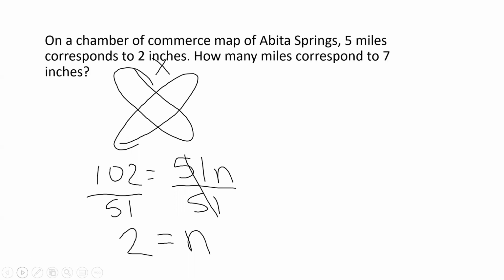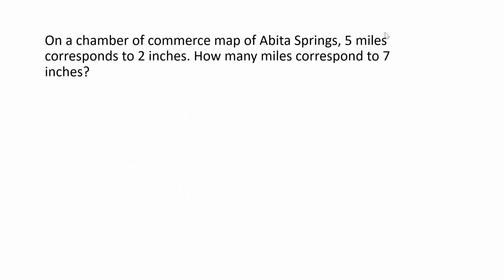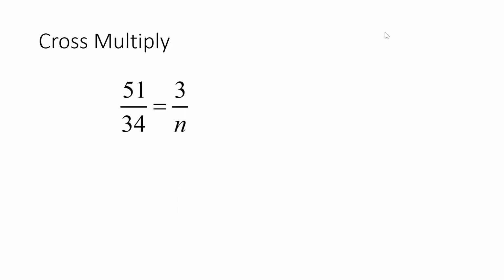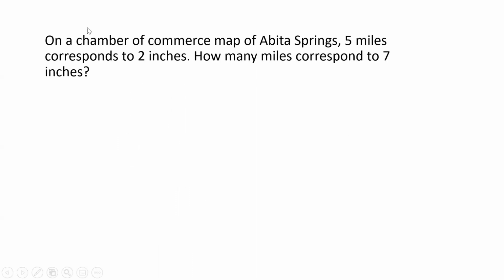Now let's look at a word problem using our same steps. So when I'm reading a word problem, I'm going to highlight and circle the important information. So in a Chamber of Commerce map of Abita Springs, 5 miles corresponds to 2 inches. How many miles corresponds to 7 inches?